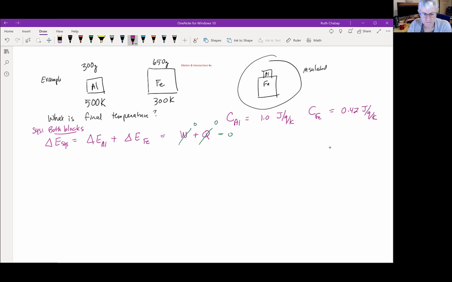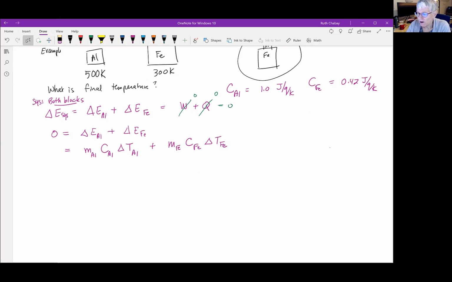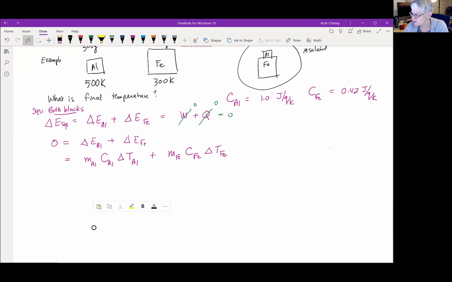So we have 0 is equal to the change in energy of the aluminum plus the change in energy of the iron. And that's going to be equal to the mass of the aluminum times the heat capacity of aluminum times the change in temperature of the aluminum, so this is T final minus T initial, plus the mass of the iron times the heat capacity of the iron times the change in temperature of the iron, which could be different because the iron's colder and it's probably going to get warmer, the aluminum's going to get colder. So it looks like we've got a problem here because these two delta T's are different.